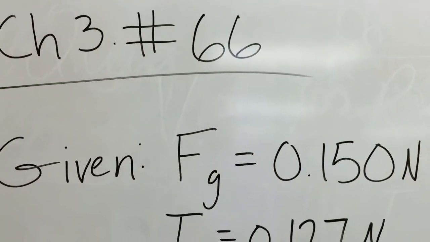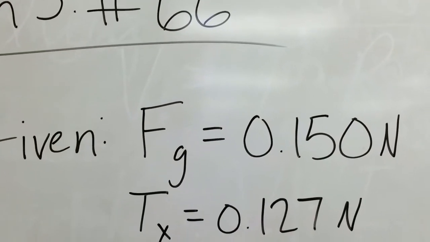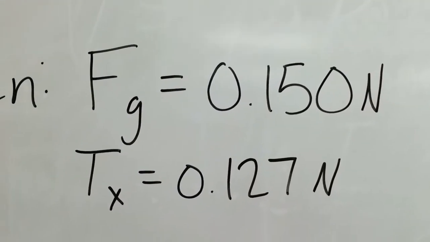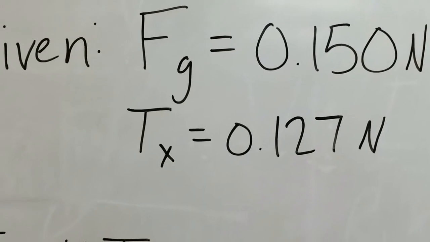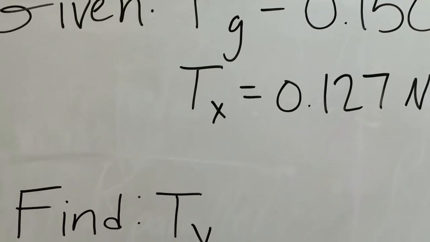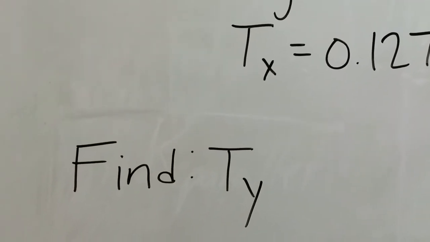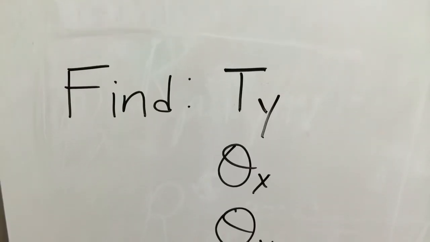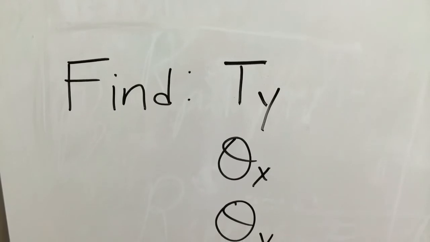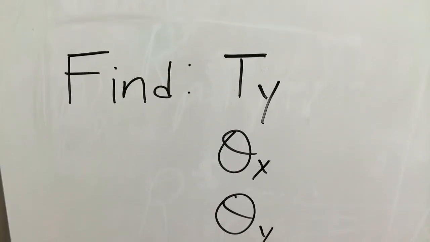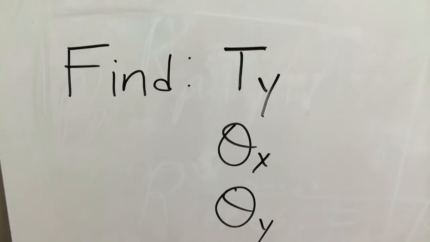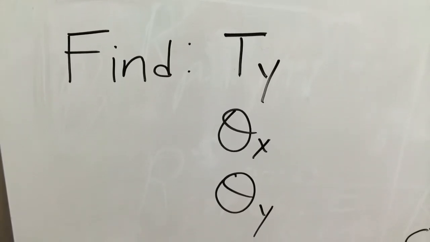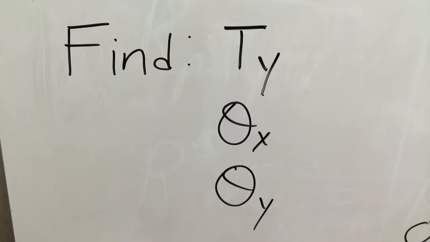Force of gravity is 0.15 newtons, and the tension in x is 0.127 newtons. Once you have written the given values, write down what you need to find, the tension in the y cable. In order to find the tension in the y cable, you need to first find theta x and theta y. Theta x is the angle the x-axis makes with the horizontal, and theta y is the angle the y-axis makes with the horizontal. The two angles will be complementary.